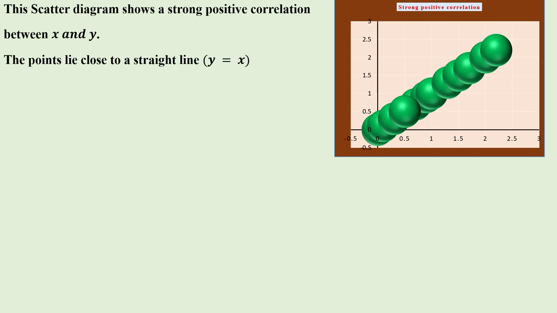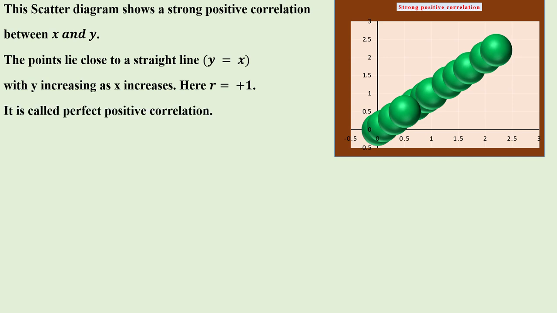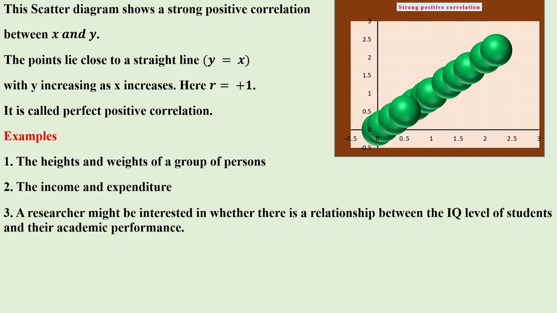Then next, you see the scatter diagram shows the strong positive correlation between x and y. The points lie close to a straight line. See, it is in a straight line like y is equal to x, with y increasing as x increases. Here r is equal to plus 1. It is called perfect positive correlation. Examples: the height and weight of a group, income and expenditure.